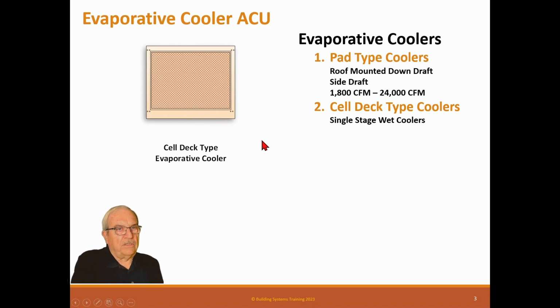So this is a single stage wet cooler. They do have a two-stage cooler with a dry and a wet side, and we'll talk about that in a second. They're 1,800 to 30,000 CFM, and you can get them a little larger.